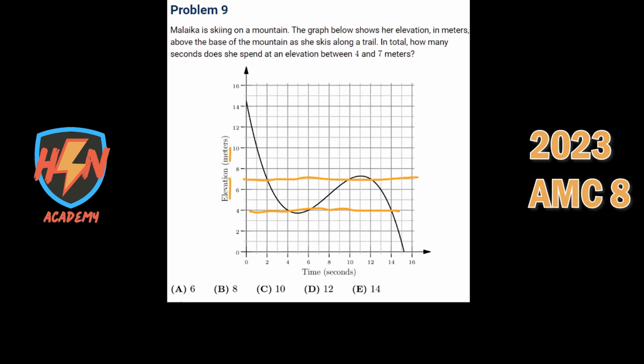So she's between these heights for this duration right here. That's 2 seconds. And for this duration right here, that's 4 seconds. And for this duration right here, that's 2 seconds again. So the total would be 8 seconds, and the answer is B.